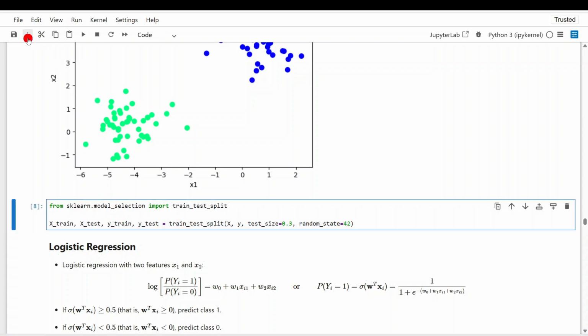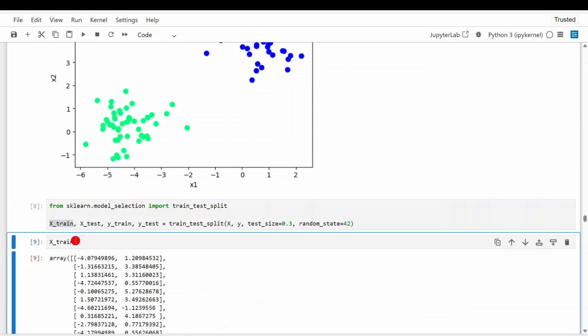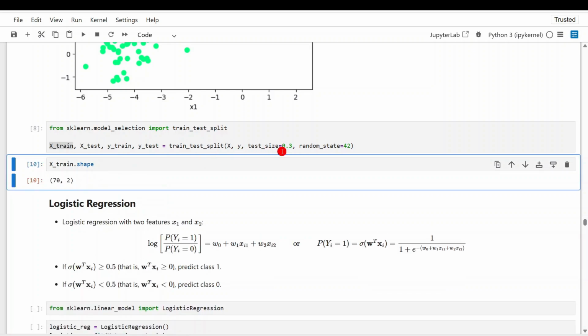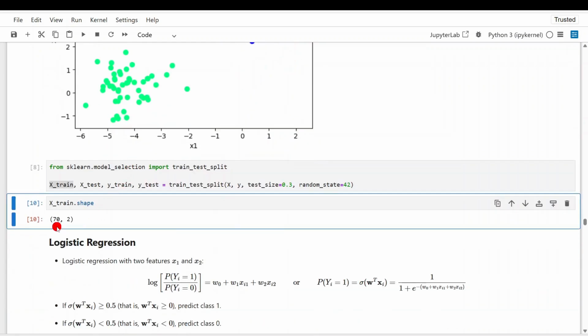Now splitting the data is done. So if I check, just extract, here we have the data. Instead, it's better to observe the shape. You see here the test size is 30%, therefore 70% of the observations belong to the train set and 30% to the test set. Since we have 100 observations, exactly 70 observations belong to the train set, and the remaining 30 belong to the test set.